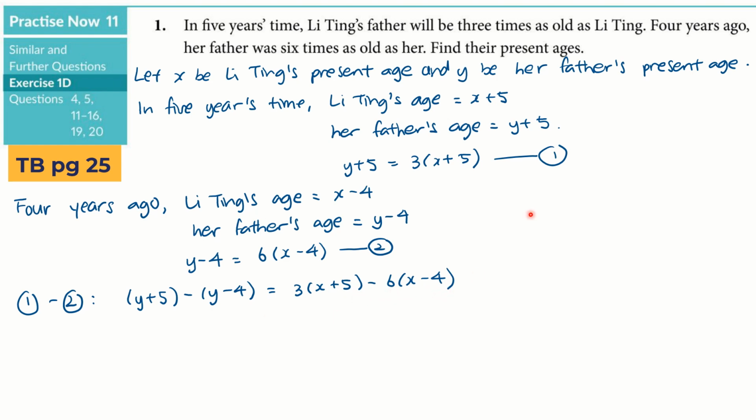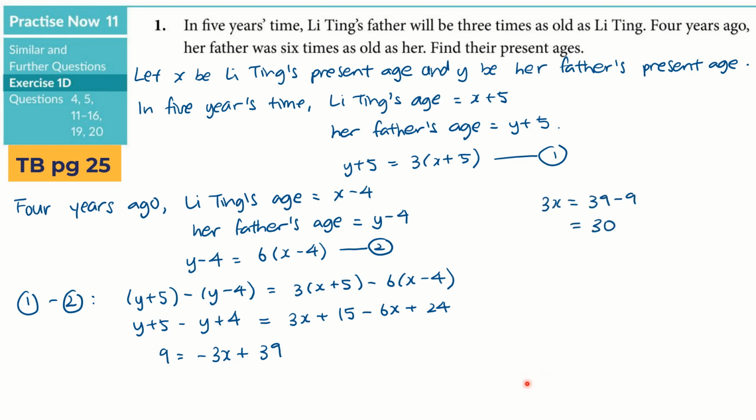I will then open up my brackets by doing expansion such that I arrive at this equation, and that simplifies into 9 equals to negative 3x plus 39 because Y minus Y is already gone. Okay, and then the simplification of the right hand side of the equation. I'll continue in this space over here. So this means that 3x is equals to 39 minus 9, and that is equals to 30, and x is equals to 10.